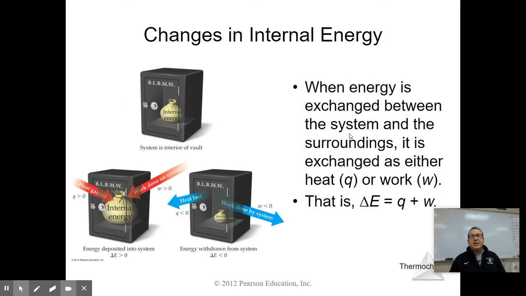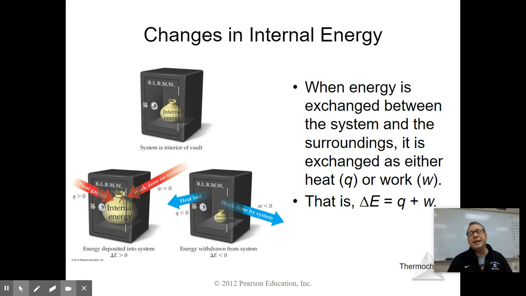So when we talk about changes in internal energy, think of it as kind of like a bank account, okay? Your system and the surroundings are like a bank account. The inside of the vault is our system. That's where our money is. The vault itself is the surroundings.